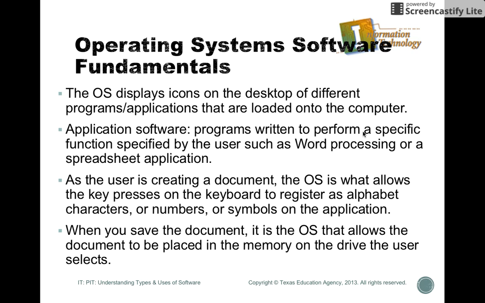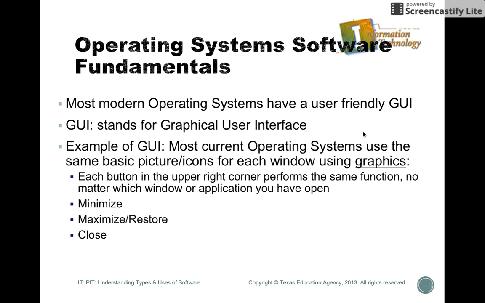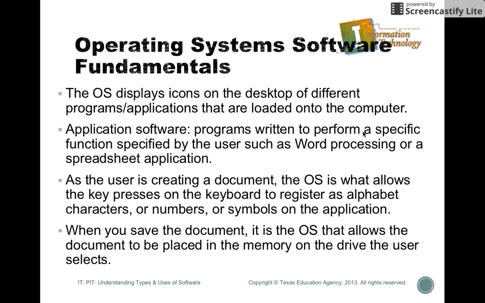And when you save the document, it is the operating system that allows the document to be placed in the memory on the drive that the user selects. Just like on our computers, you have all those different drives, like a common drive, your own personal drive, and a public drive. Whichever one you decide to save it on, the operating system allows that document to be placed in the memory of whichever drive you choose.